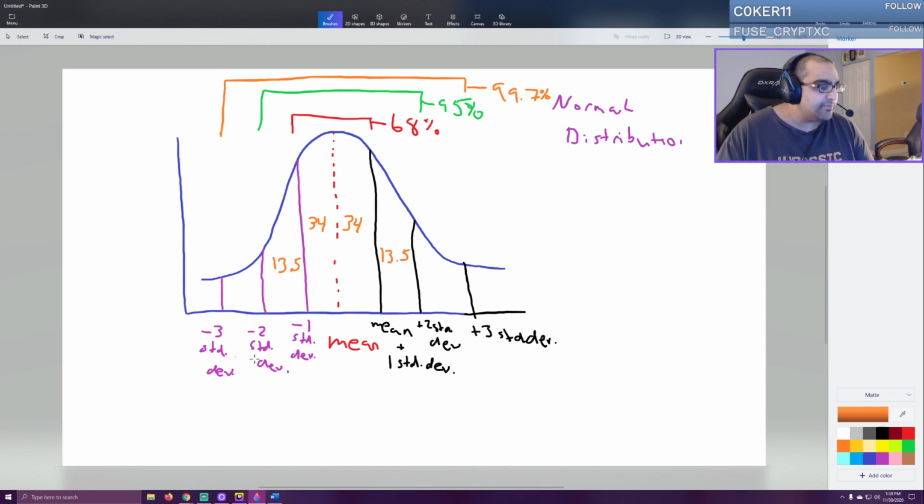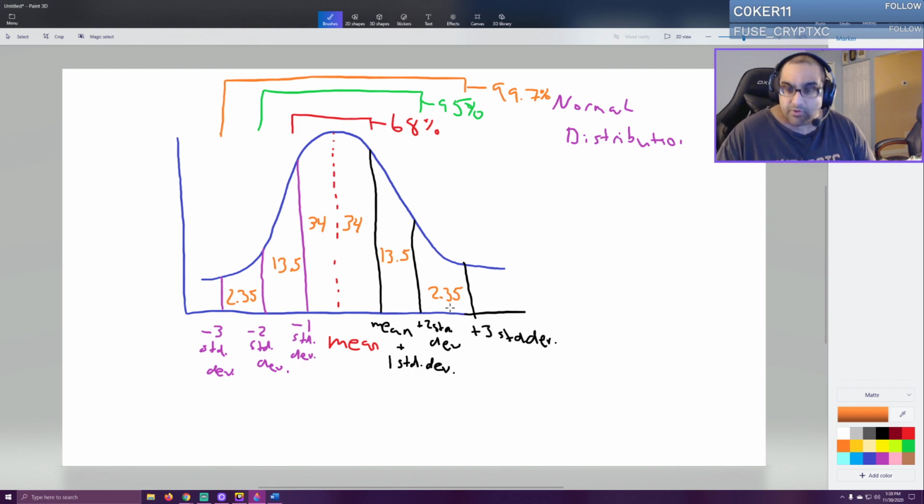Next, we have between -3 standard deviations and +3 standard deviations. That's 99.7%. So we have 99.7 minus 95, so that's going to be 4.7. Then divide that by 2, we get 2.35. We get 2.35 here, and 2.35 here.